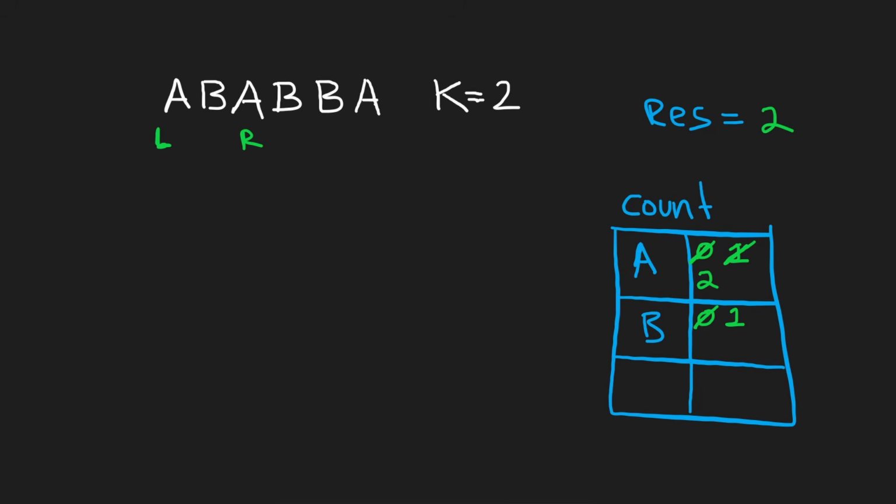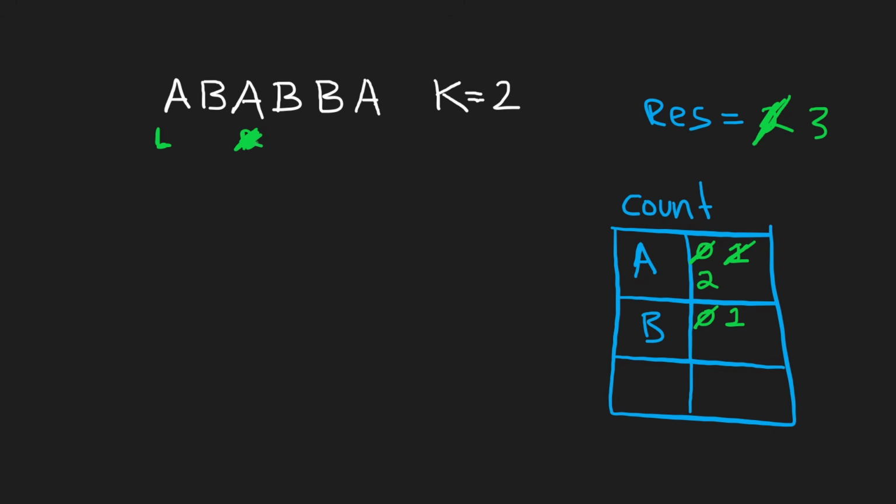So once again, we're going to get the length of the window, 3, minus the count of the most frequent character. We see the most frequent character is A, so the count of it is 2. 3 minus 2 is 1. Is that less than or equal to 2, which is K? Yes, of course it is. So this window is also valid. We can update our result now to 3. So we found another window even longer.